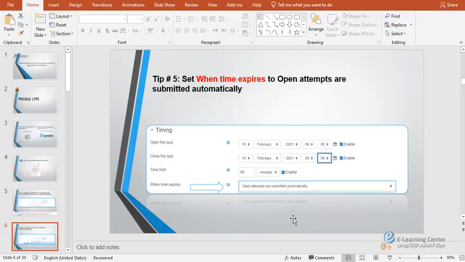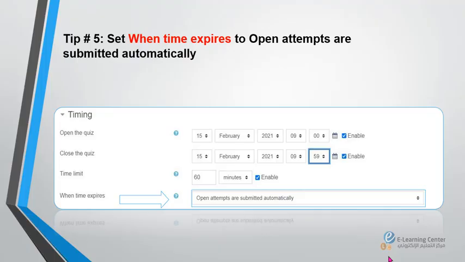Going back to our slideshow for tip number 5. Tip number 5. Always set when time expires to open attempts are submitted automatically. This will ensure that when students leave the exam hall without clicking submit, or if they run out of time without clicking submit, their attempts will automatically be submitted to the system. Thus, no attempts will be lost or deleted.